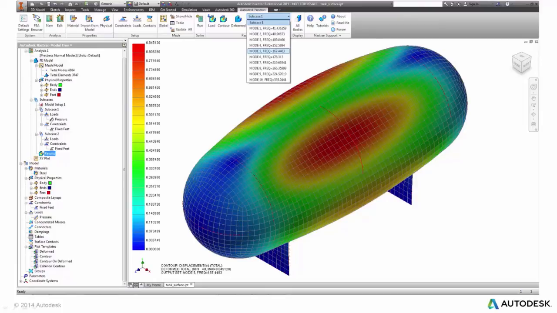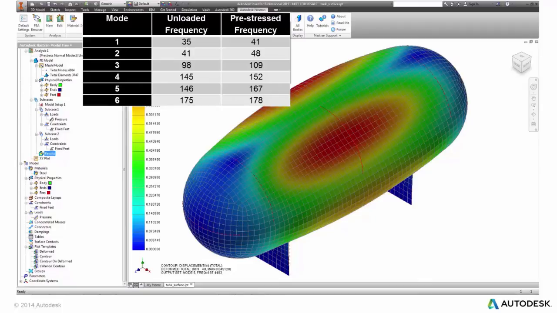In such a case, here is a little comparison. In this particular model, mode 5, which involves the tank, has a change in frequency from 146 Hz unloaded to 167 Hz loaded. Some of the other modes didn't change as much, but they tend to be modes that don't involve the pre-stress state on the tank.